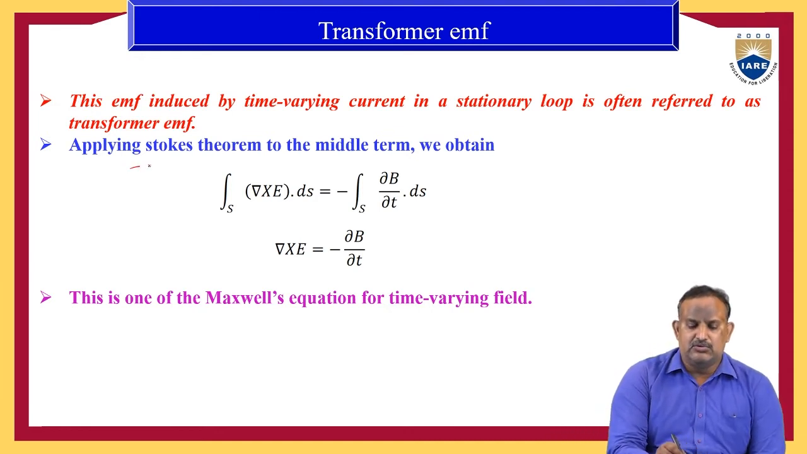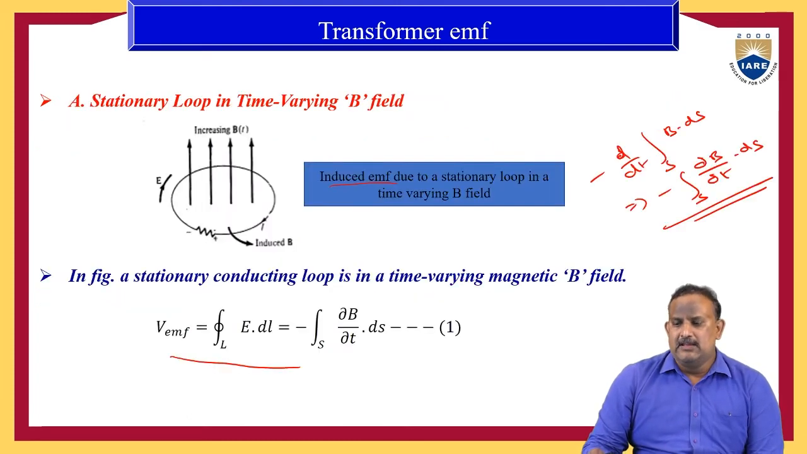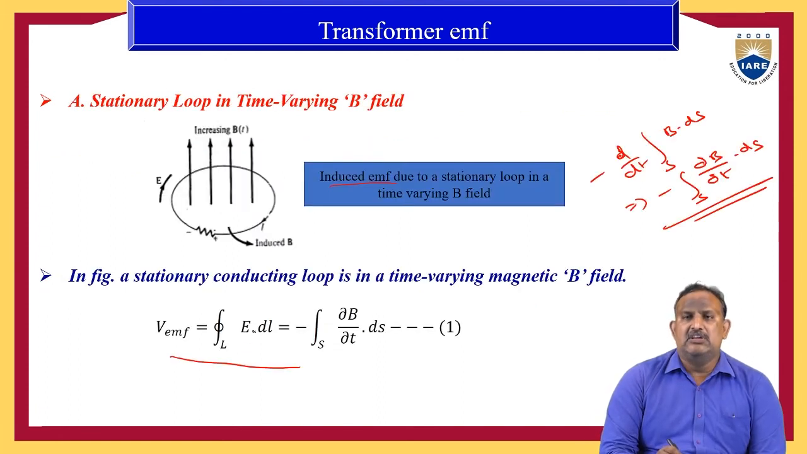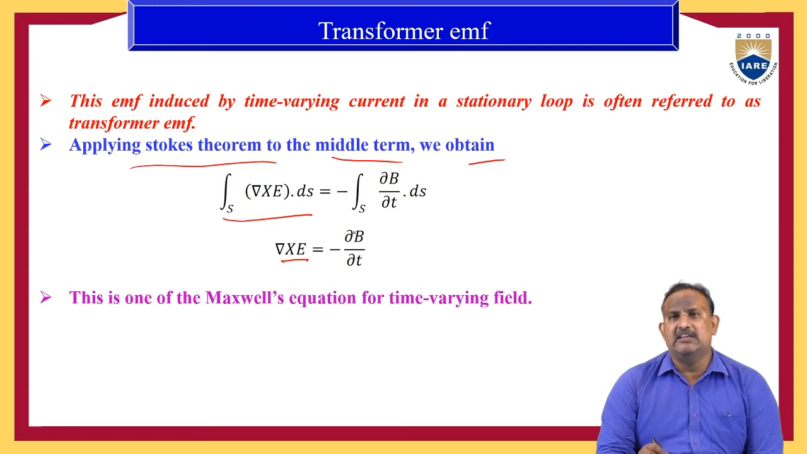If you apply Stokes theorem to the middle term of the equation, which is the line integral, it converts the line integral into a surface integral. Therefore it becomes the surface integral del cross E into ds, which is equal to minus the surface integral dou B by dou t into ds. If we compare both sides, we can write del cross E is equal to minus dou B by dou t.